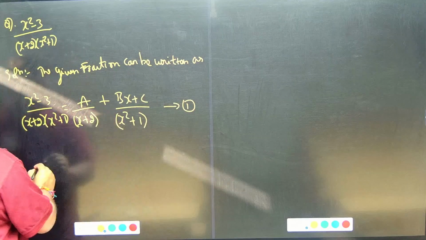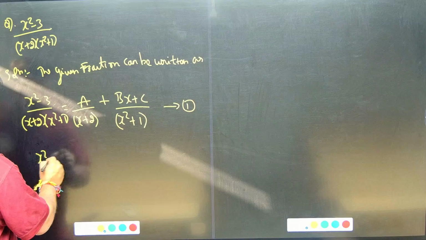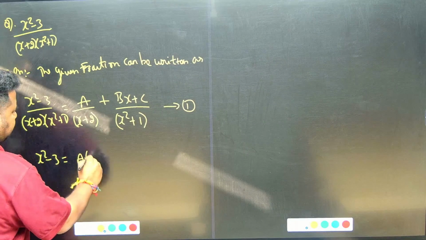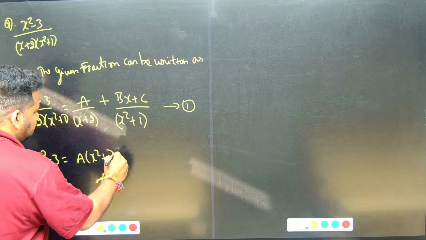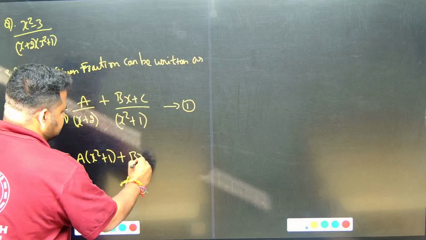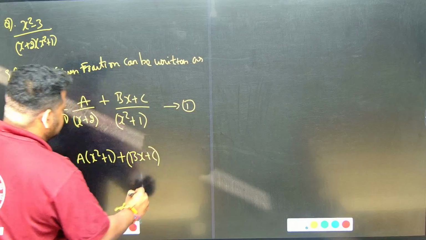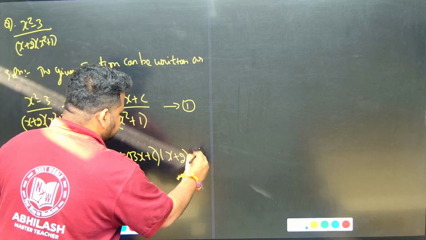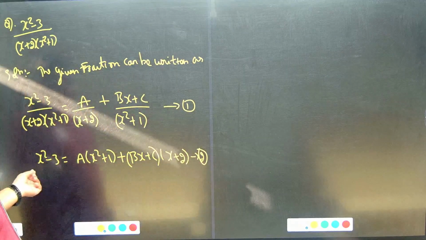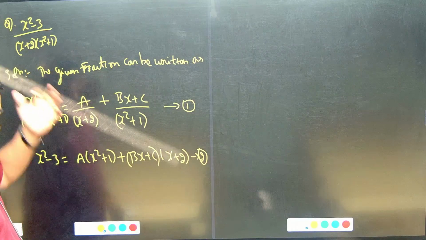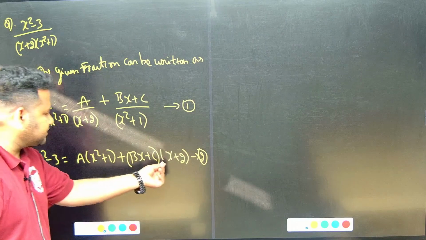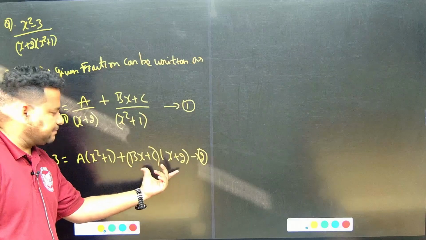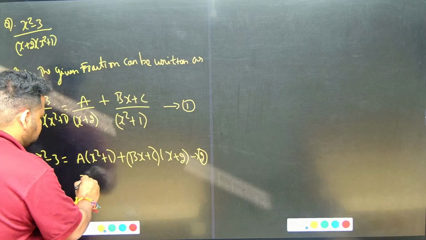Now, on taking the LCM, you will get x² − 3 equals A(x² + 1) plus (Bx + C)(x + 2). Let this be equation 2. Now I want to put values of x so that I get the values of A, B and C. Let me put x equals −2, so that the entire second term will become 0.